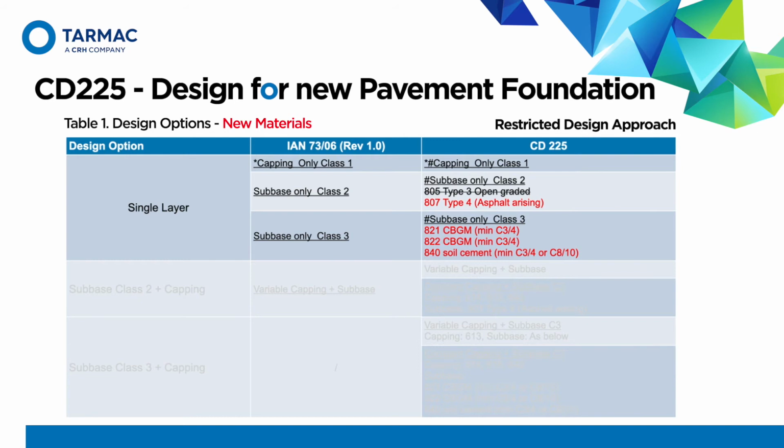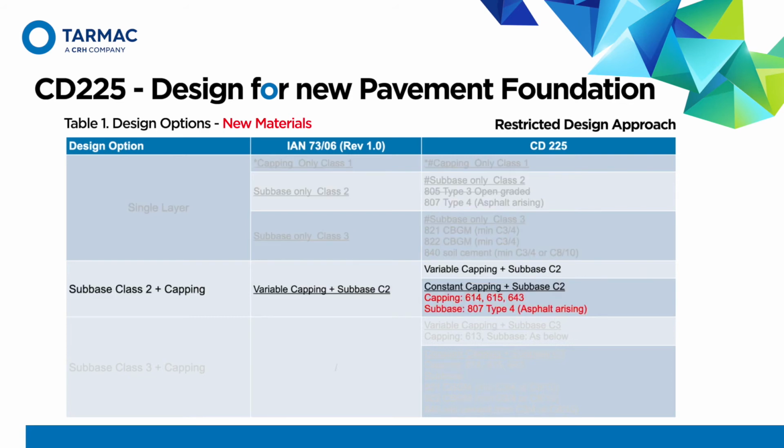For the sub-base only class 3 option, there has been an inclusion of 3 different materials, which are 821 CBGM minimum C3/4, 822 CBGM minimum C3/4, and finally 840 soil cement minimum C3/4 or C8/10. This is in addition to the already available material in the IN 7306.